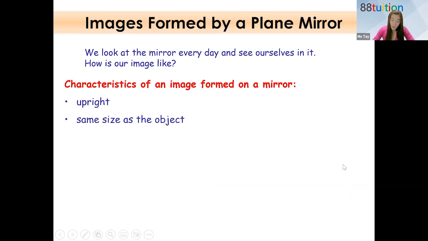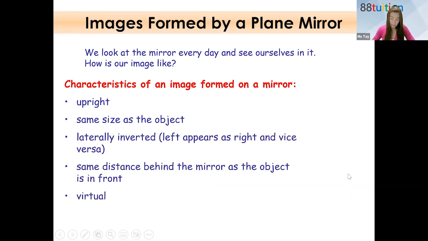Now, characteristics of image formed in a mirror. You have to know all these points. Upright, same size as the object, laterally inverted, meaning left hand looks like right hand, right hand looks like left hand. Now, take note of the distance also. The distance of the image from the mirror is the same as the distance of the person in front of the mirror. Let me just mute my phone. And then it is a virtual image, it's not real. It's a virtual image.